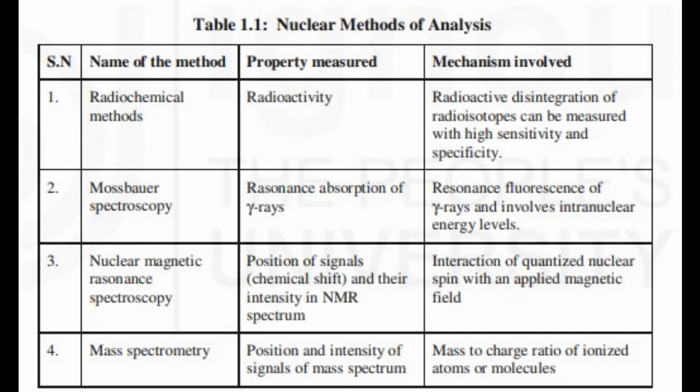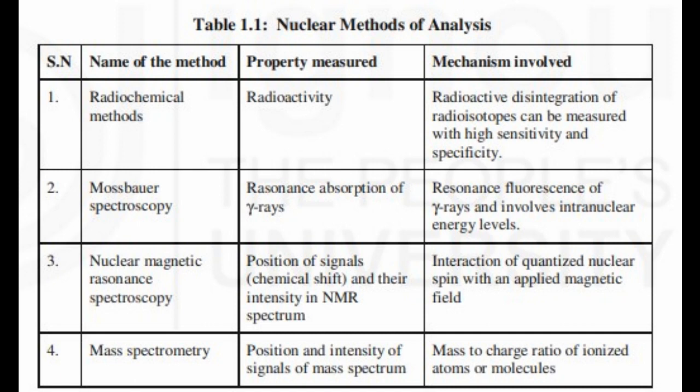3. Isotopic dilution methods. 4. Activation analysis. 5. Mossbauer spectroscopy. 6. Nuclear magnetic resonance spectroscopy. 7. Mass spectrometry. Table 1.1 lists these methods along with the property measured. Table 1.1 Nuclear methods of analysis. Look at the screen.